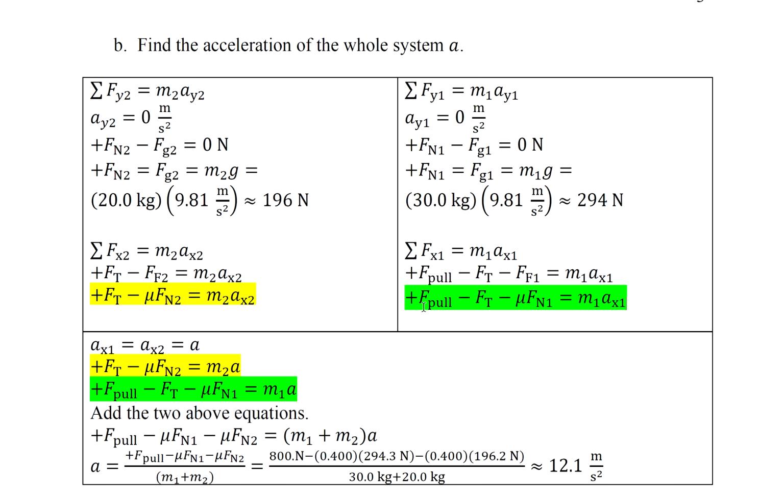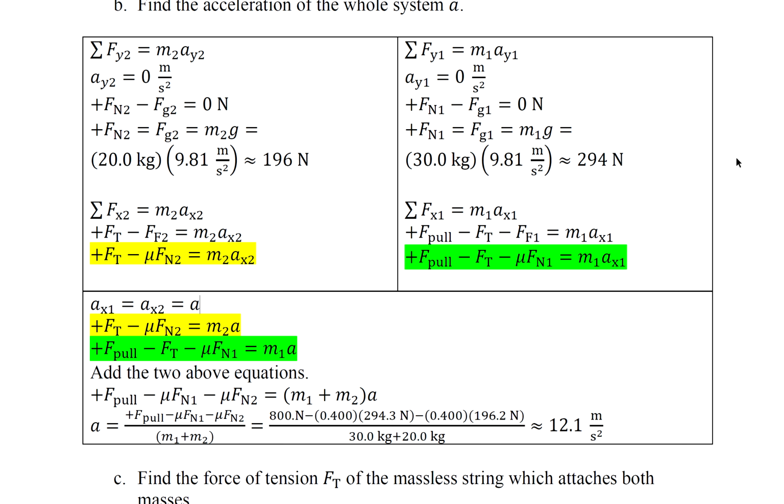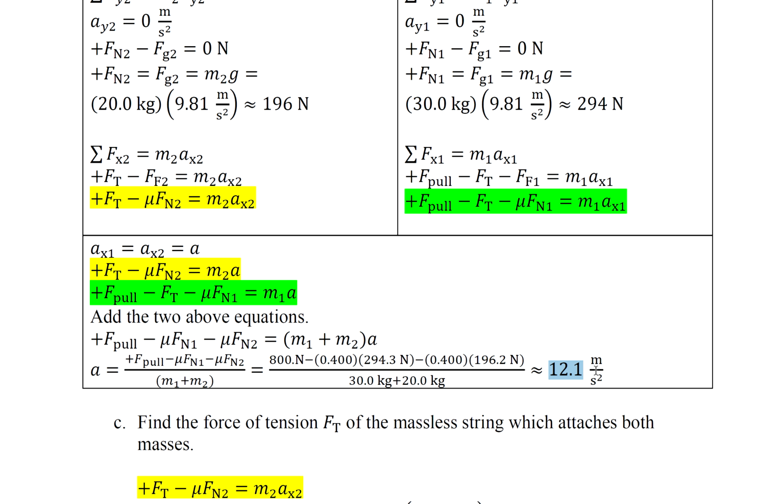So we have these two equations here in yellow and green. We know a sub x1 equals a sub x2 equals a. They accelerate at the same rate because they're attached to each other. So let's add this yellow and green equation, solve for acceleration, we get 12.1 meters per second squared.